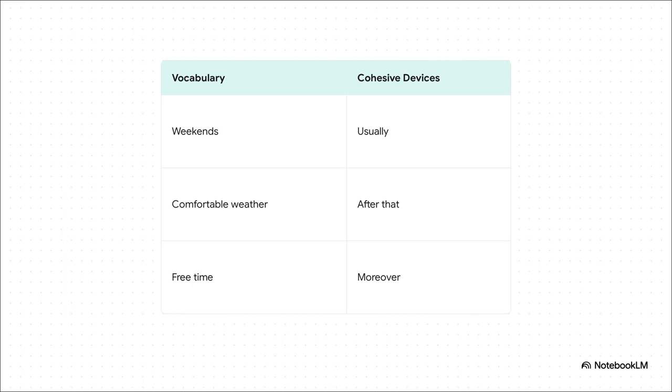You normally do this during weekends or school holidays because, well, everyone has free time. You go when there's comfortable weather to spend time together. And note the cohesive devices used to connect your timeline here. Usually, after that for the sequence and, moreover, to add extra details, like mentioning how you sit together and chat while eating snacks after cycling. It paints a whole picture.